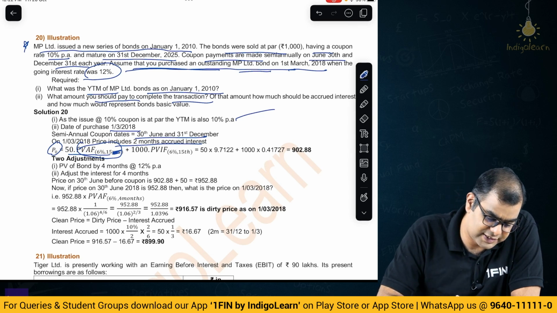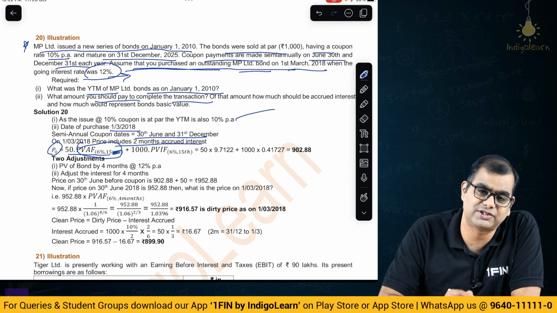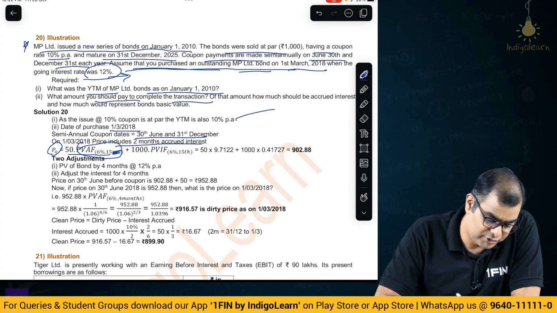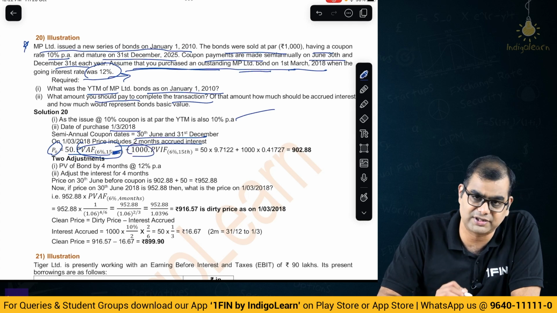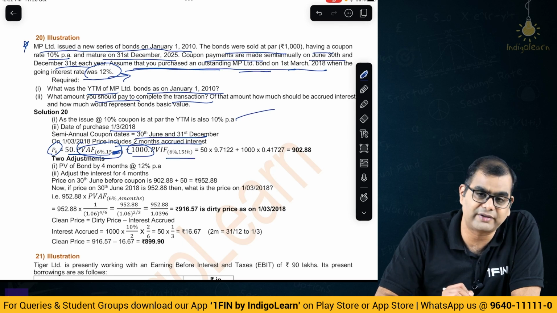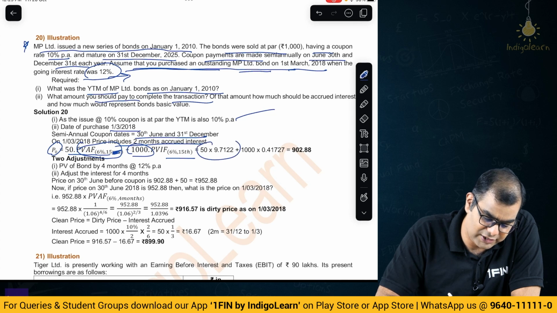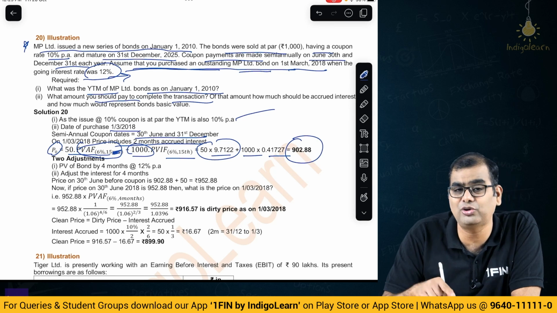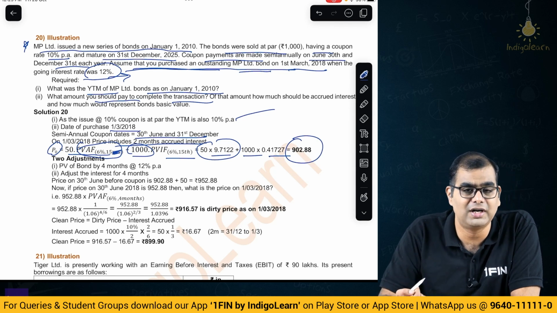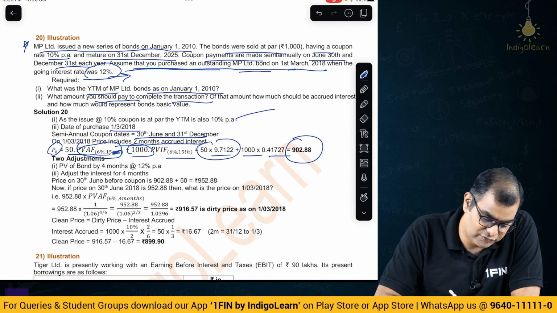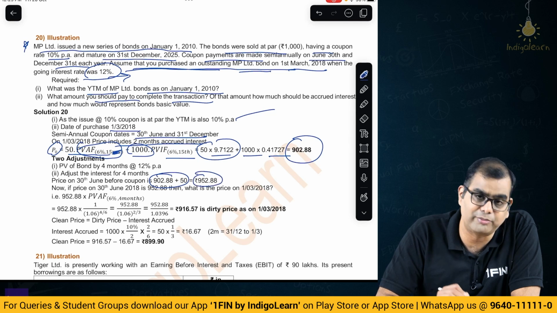So, you take it at 6%, because the current annualized yield is 12, so the half-yearly yield is 6. So, you compute the present value at 6% for 15 periods, and the 1000, which is the redemption value for the 15th period, you multiply by whatever the 6% present value factor is. So, you get 50 into 9.712 and 1000 into 0.417, which is 902. But this 902 is after payment of the coupon. So, to that you add the value of the coupon, which is 50, so you make it 952.